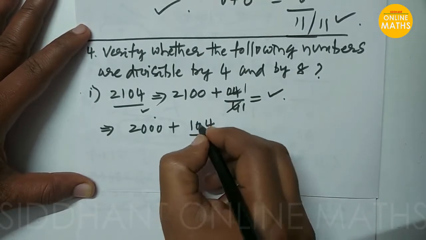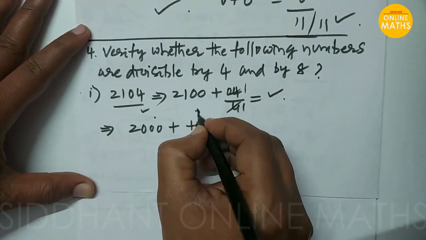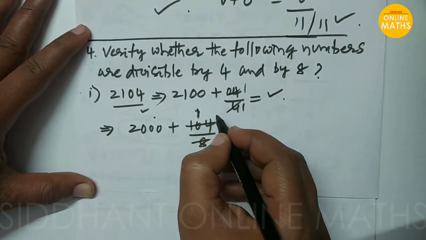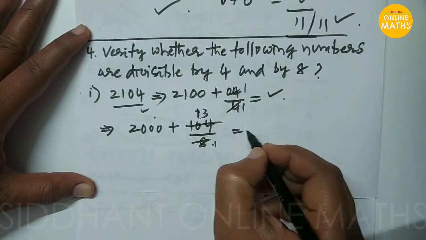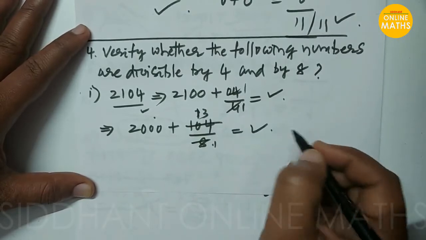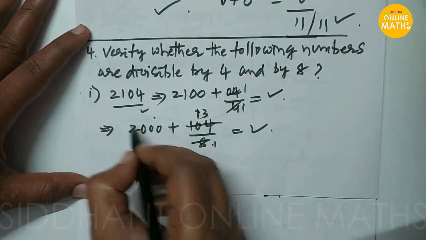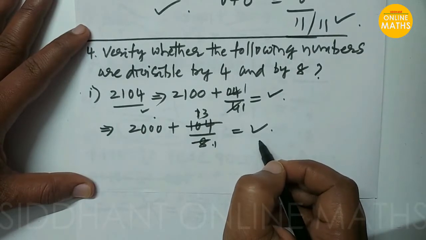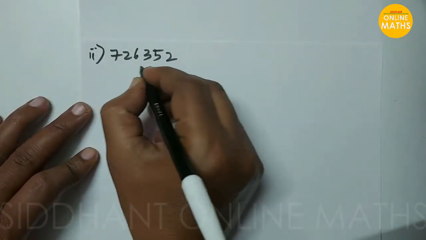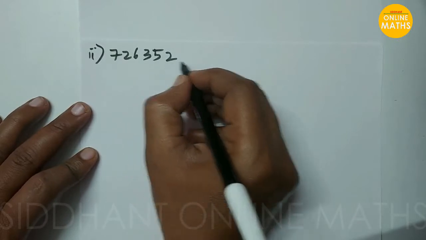So 8 ones are 8, and 24 you will get, and that is 3. So it is also divisible by 8 here. So we can say that this number is also divisible by 8 here. Second question, 726352 here.